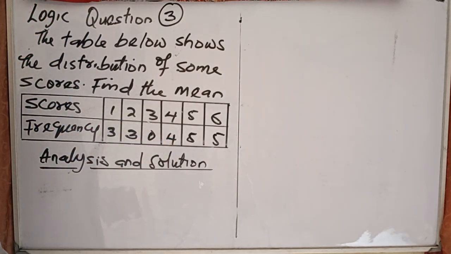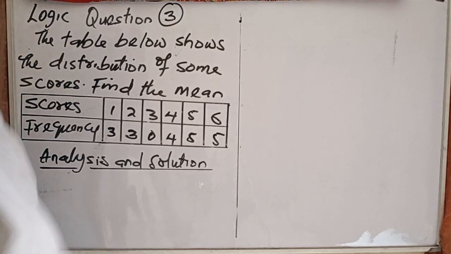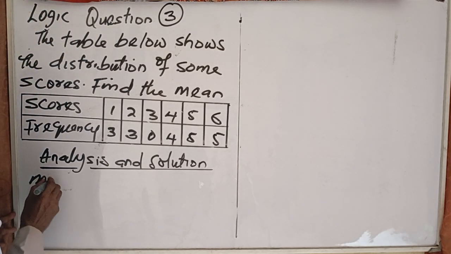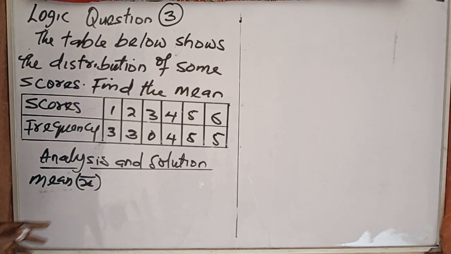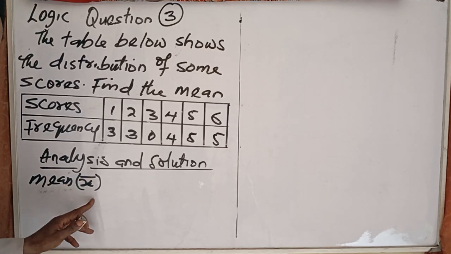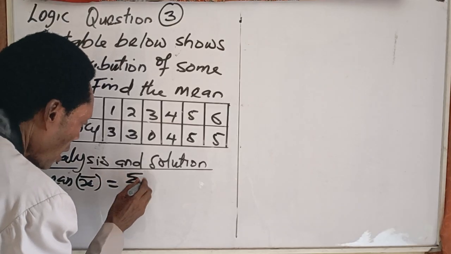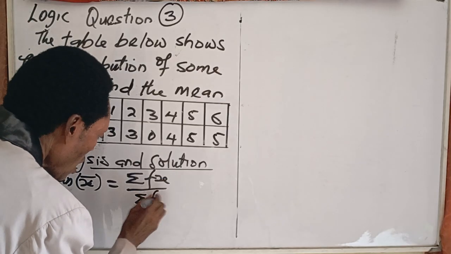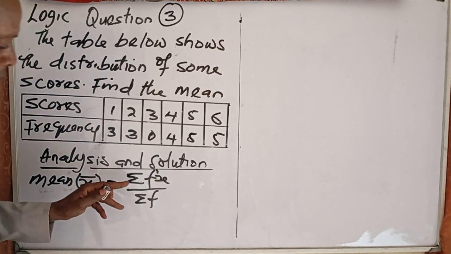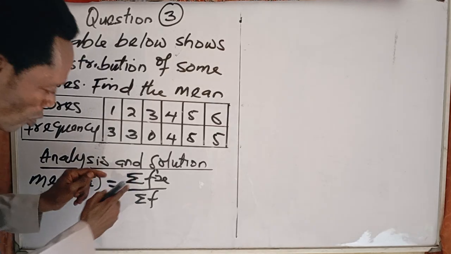So this is a table of a distribution. We now start by stating the formula for calculating mean involving frequency. So mean, which is x bar, that is how you pronounce this, equals sigma fx all over sigma f. This is a sigma notation, which is interpreted as sum.